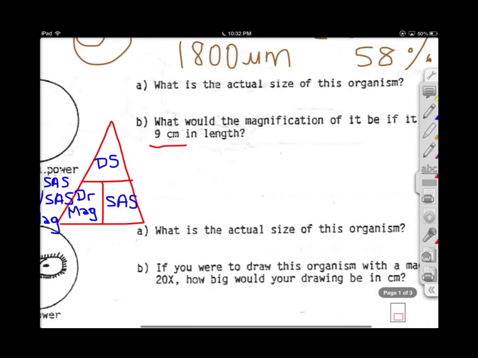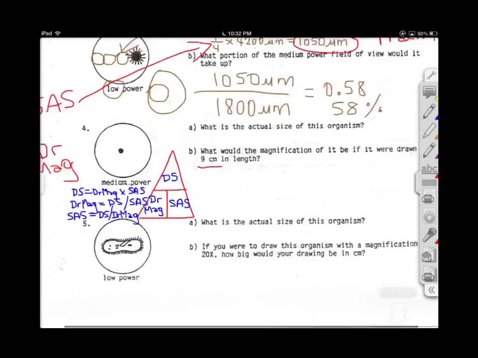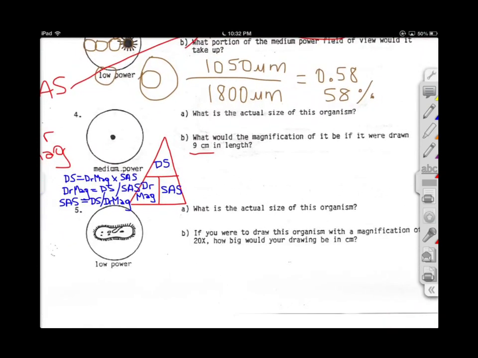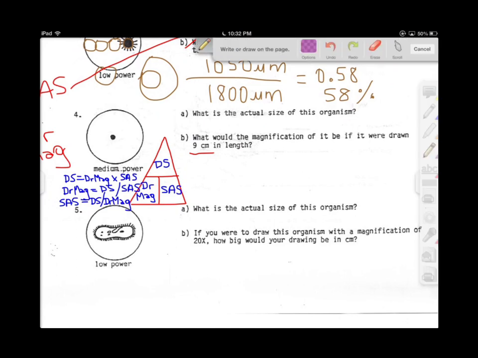Come over here and we'll say, okay, so what would the magnification be if you drew it 9 centimeters in length? Okay, so if you drew it 9 centimeters in length, the first thing you identify, drawn 9 centimeters.